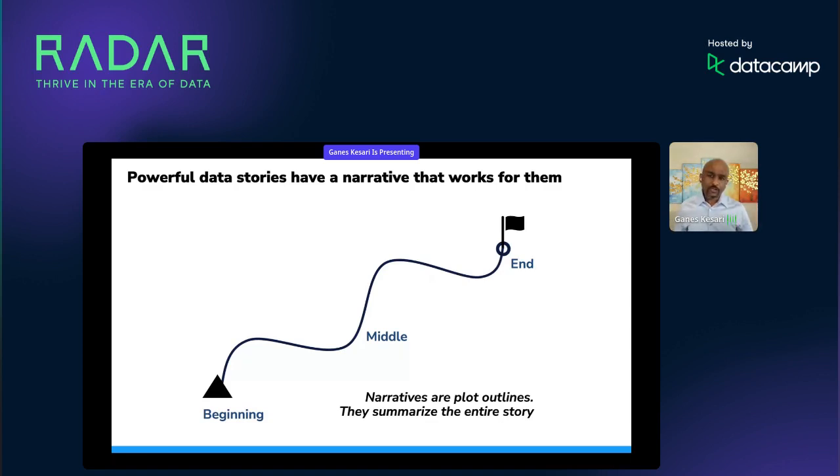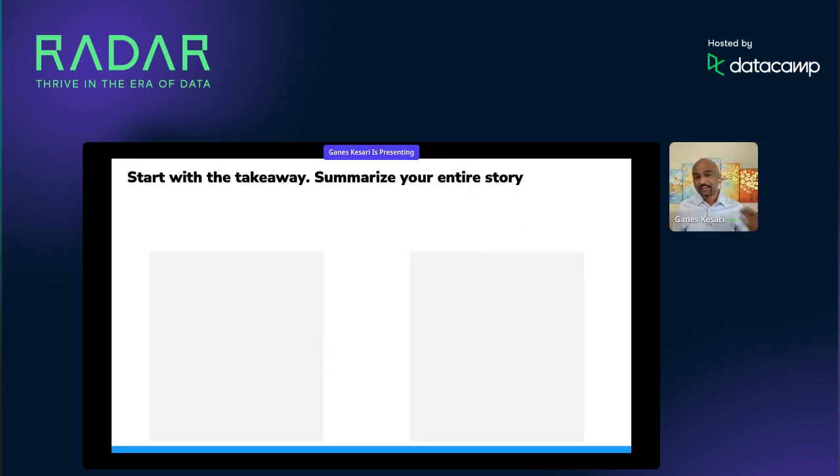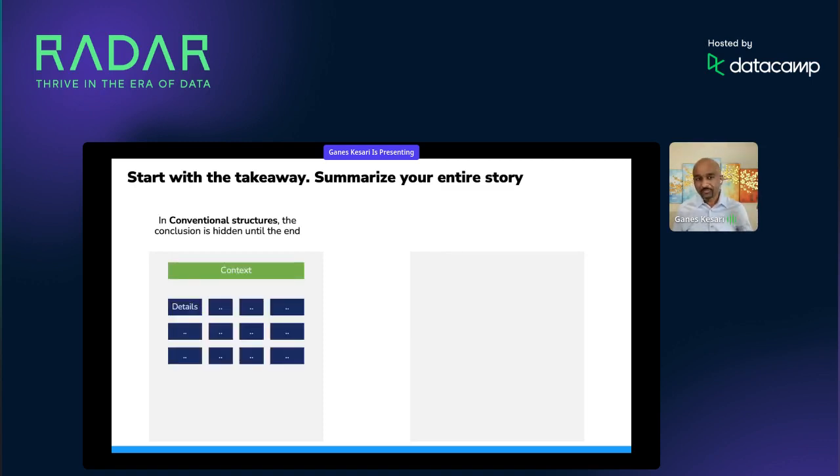What should you have in the beginning? Should you start with the context or should you start with the takeaway? These are two different approaches. The conventional narrative is where you start with the context, you share the details to support it, and then you reveal the insights, and then you make the final big reveal, which is the takeaway. This is a conventional structure. Most organizational communication is like this.